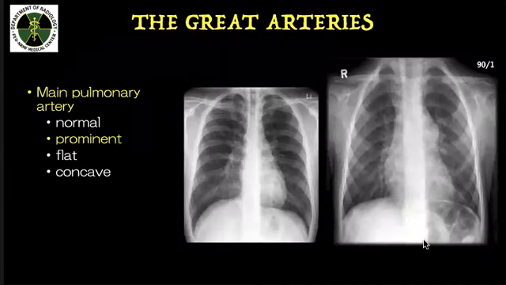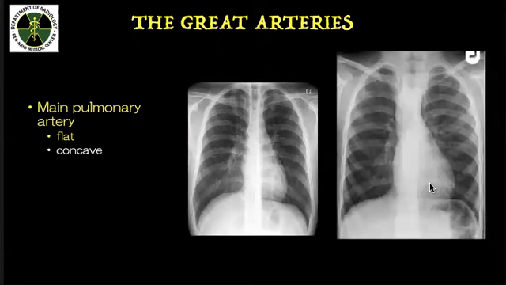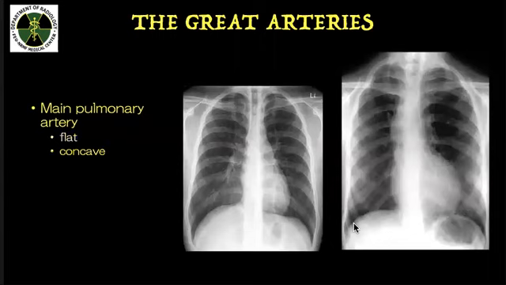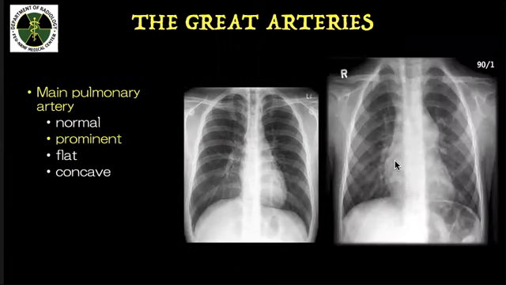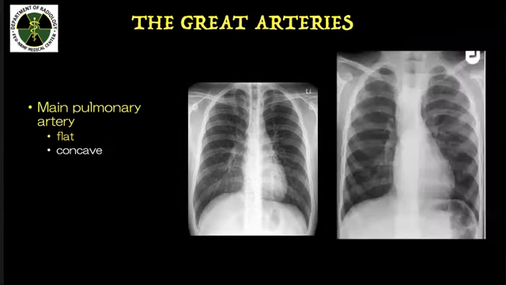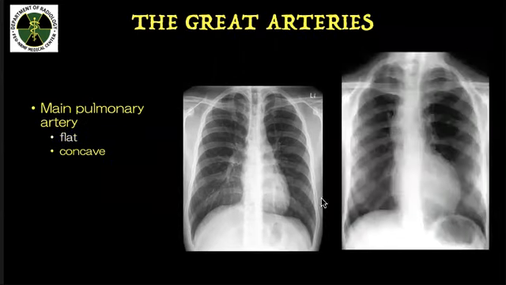Then the main pulmonary artery, this one, okay, so it is prominent, and also in here. So that's your main pulmonary artery, right? And then this one, it can also appear as flat and also concave. Okay, so that's your appearance of your main pulmonary artery. Again, it can be prominent, it can be flat, and then it can be concave.